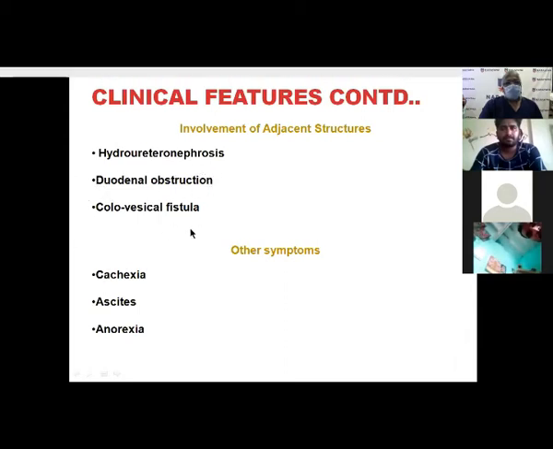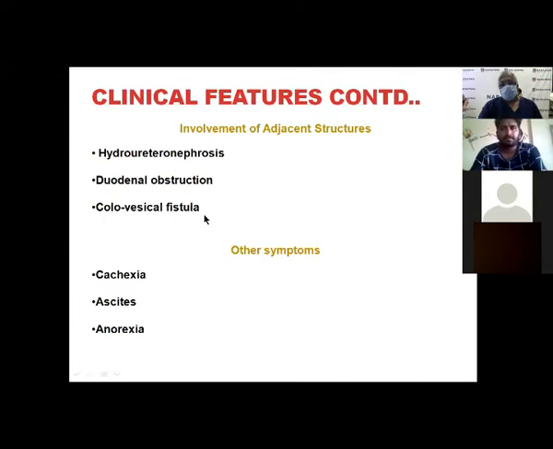If it is near the sigmoid, if it is a colloid carcinoma or an IBD becoming a malignancy, you can get a colovesical fistula where the patient will give a classical history of pneumaturia. In slang, it is called soda water urine. Urine comes with bubbles. That is very classical of a colovesical fistula.